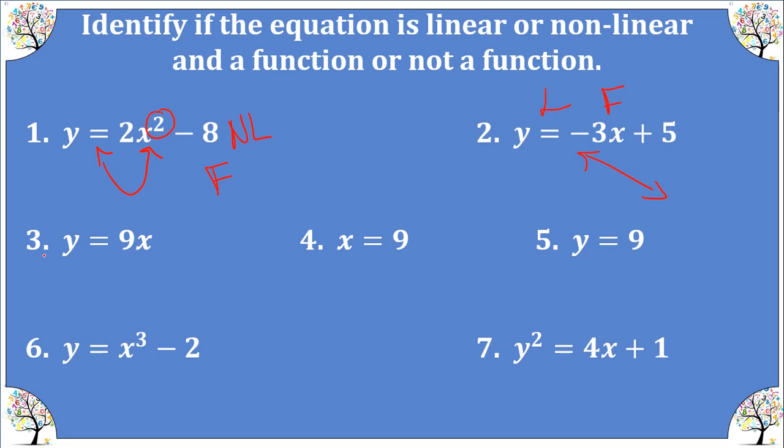Number 3, this is linear. We have 1 exponent, and it is a function. Number 4, this is the vertical line. It's linear, but not a function. Number 5 is the horizontal line. This is linear and a function. Number 6 is the cubic. It looks like this, sort of. So this is non-linear, but it is a function.